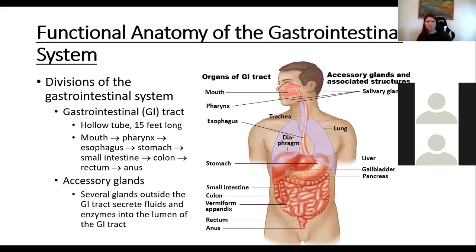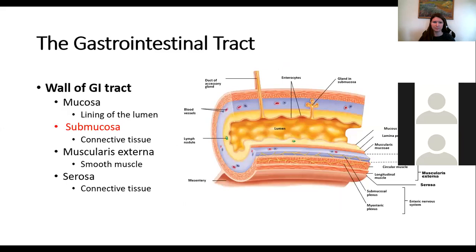Okay, so your accessory glands we'll also talk about. It's going to be things like your pancreas, your salivary glands, even your liver, which are going to secrete fluids and enzymes that are going to get dumped into the lumen, or that hollow space in the GI tract. They're going to help you digest stuff.